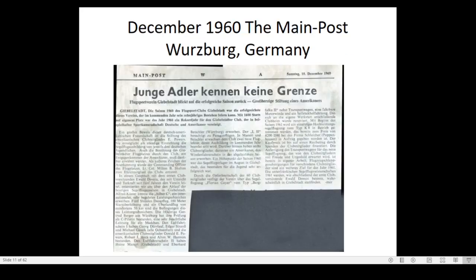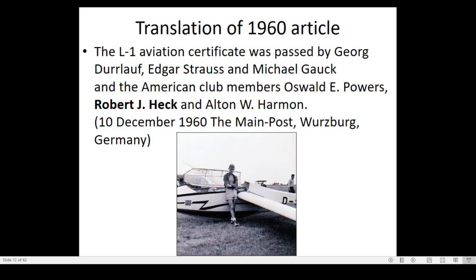Here's another one. This was in the Main Post from Würzburg, Germany, and it was December 1960. And basically what it's saying, there's a translation. It says, the L1 aviation certificate was passed by George Durloff, Edgar Strauss, and Michael Gauck, and the American club members Oswald E. Powers, Robert J. Heck, and Alton W. Harmon. So this appeared in a German newspaper, and that picture is of me standing next to the glider as I was getting ready to go up for my final exam or final test. And that was in the German newspaper.